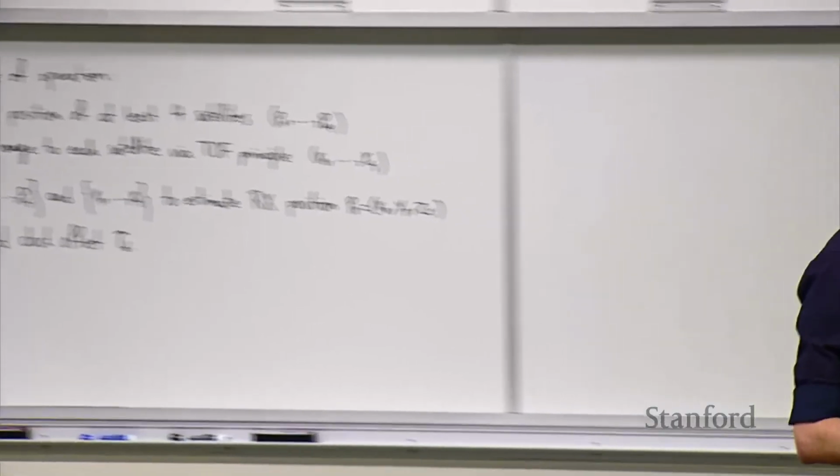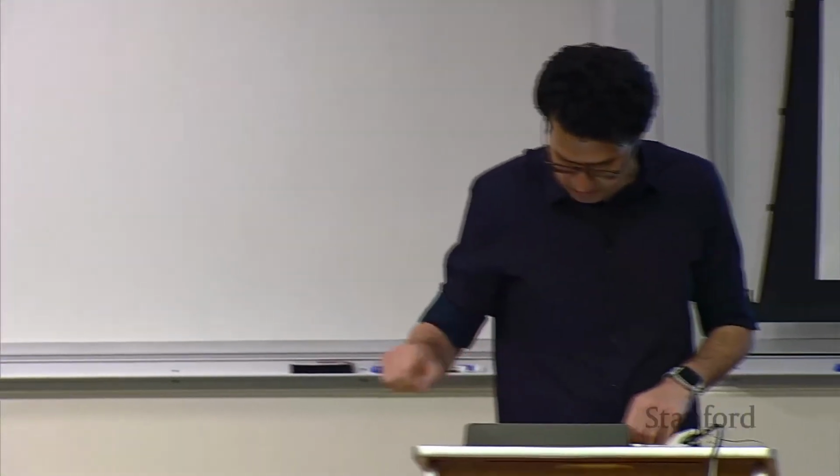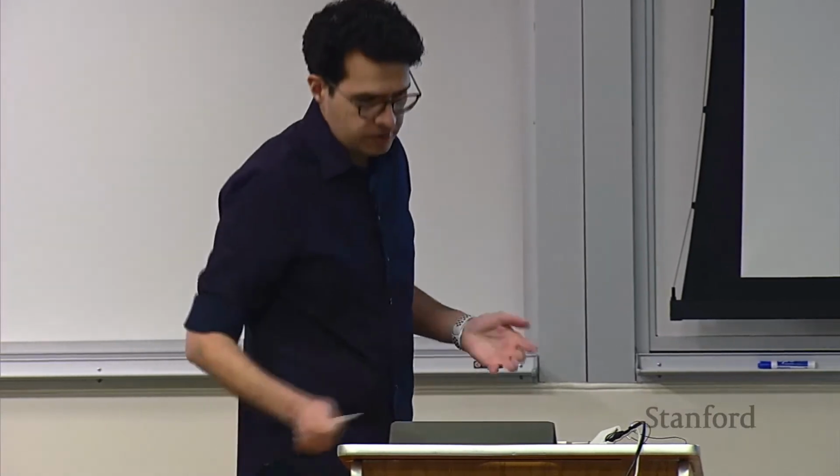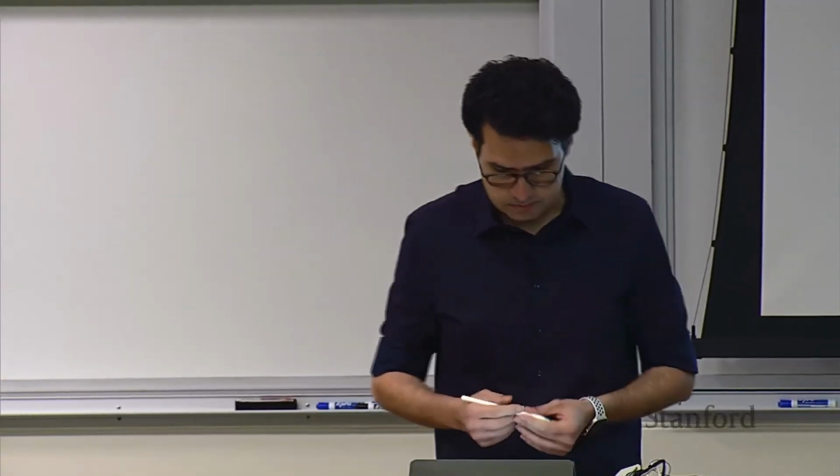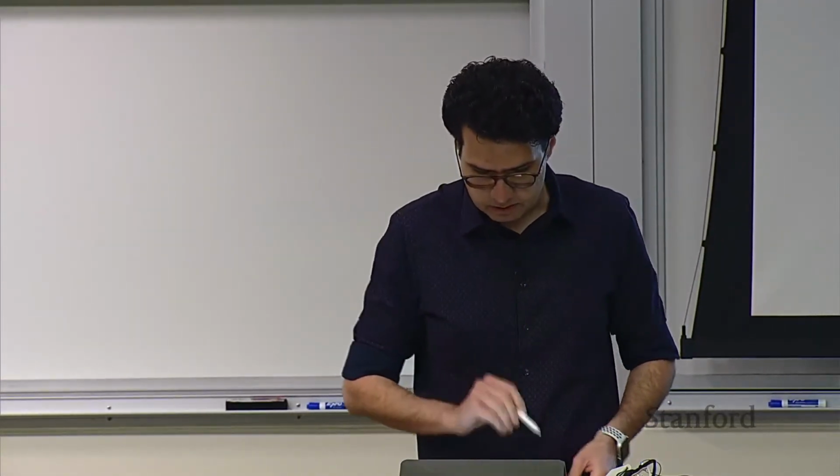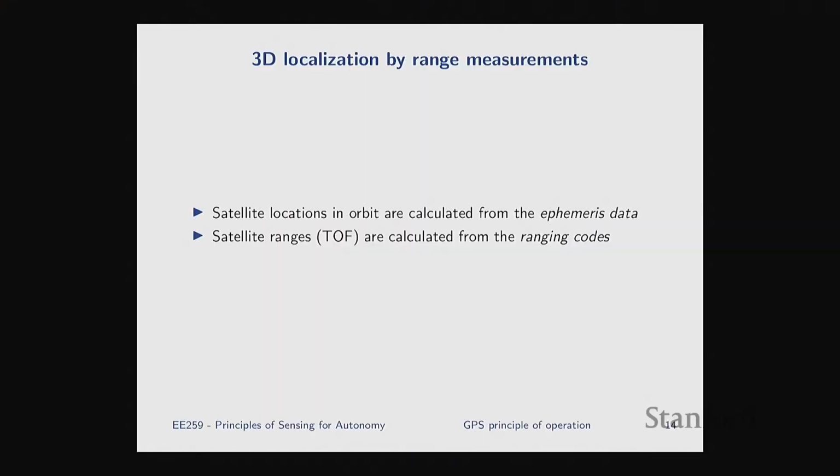So here's where we are on this slide. Again, the receiver needs to basically estimate the satellite locations in orbit, and that is calculated from what is called the ephemeris data. Okay, I'll tell you what it is, but that's the terminology used for it.